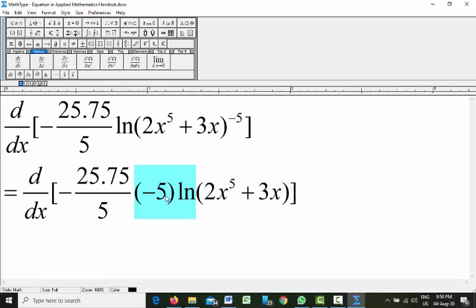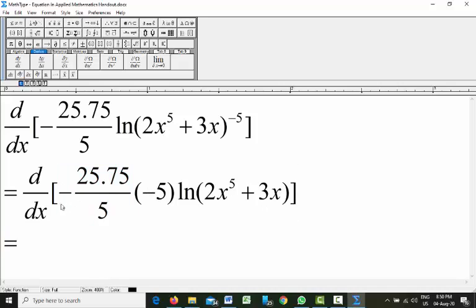So here this minus 5 can be multiplied with this one. So minus a plus. So we will get plus.